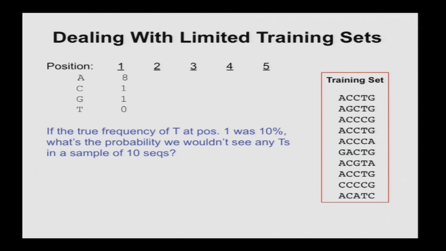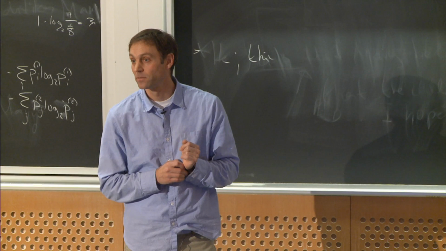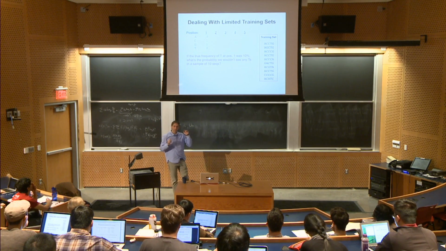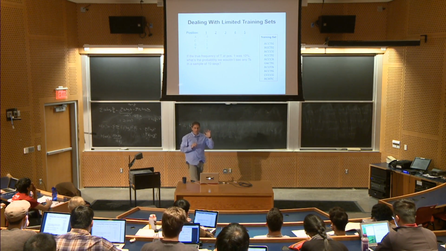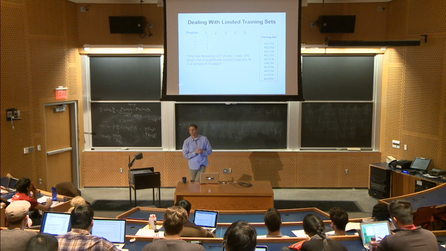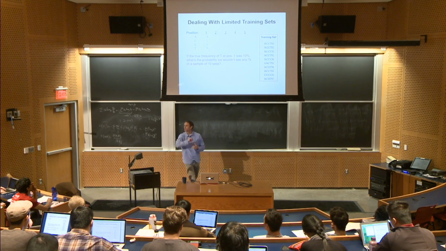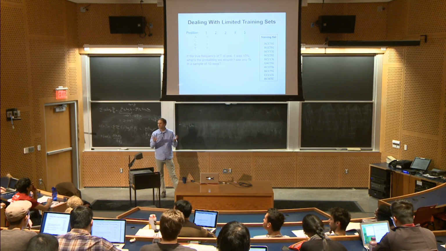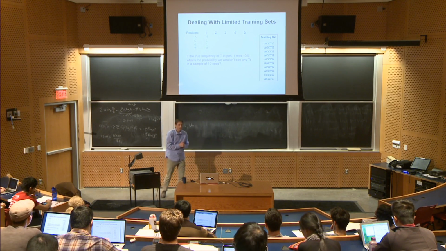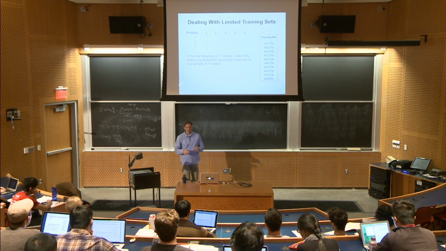So how confident can you be that T is not compatible with binding of this transcription factor? Who thinks you can be very confident? Most of you are shaking your head. So if you're not confident, why are you not confident? What's the problem here? It's just too small a sample, right? Maybe T occurs rarely.